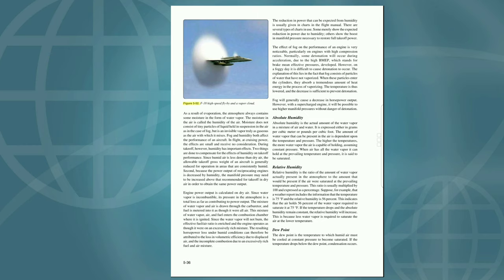5-35. Figure 5-52. F-18 high-speed flyby and a vapor cloud. As a result of evaporation, the atmosphere always contains some moisture in the form of water vapor. The moisture in the air is called the humidity of the air. Moisture does not consist of tiny particles of liquid held in suspension in the air as in the case of fog, but is an invisible vapor truly as gaseous as the air with which it mixes.